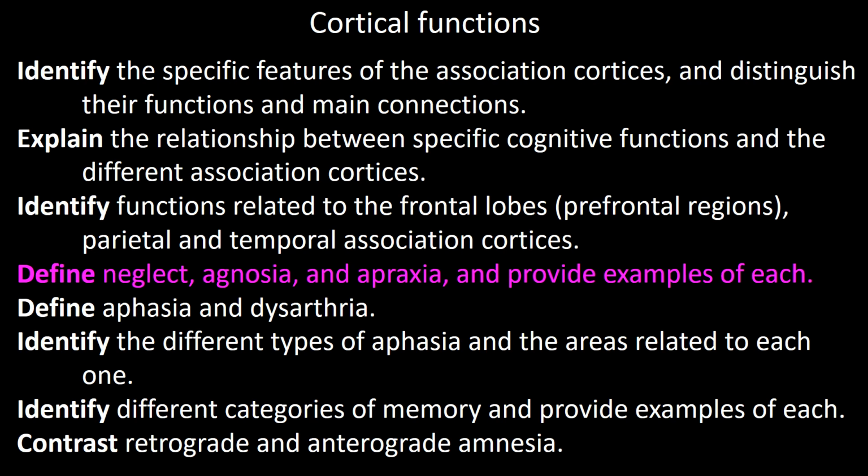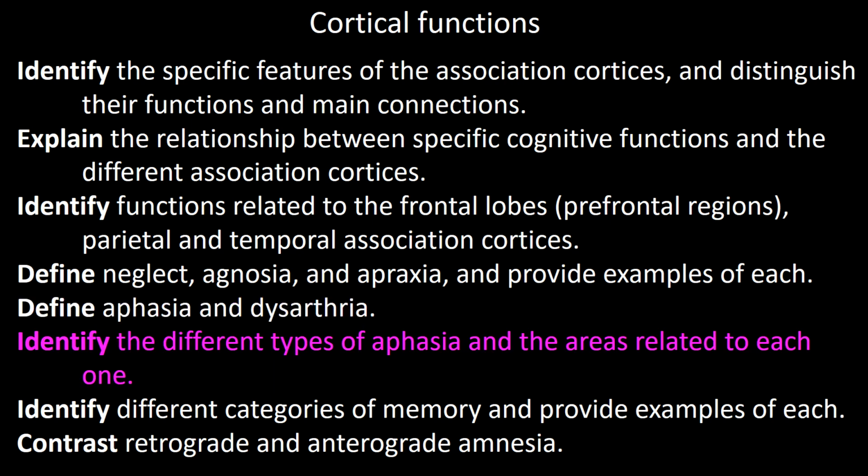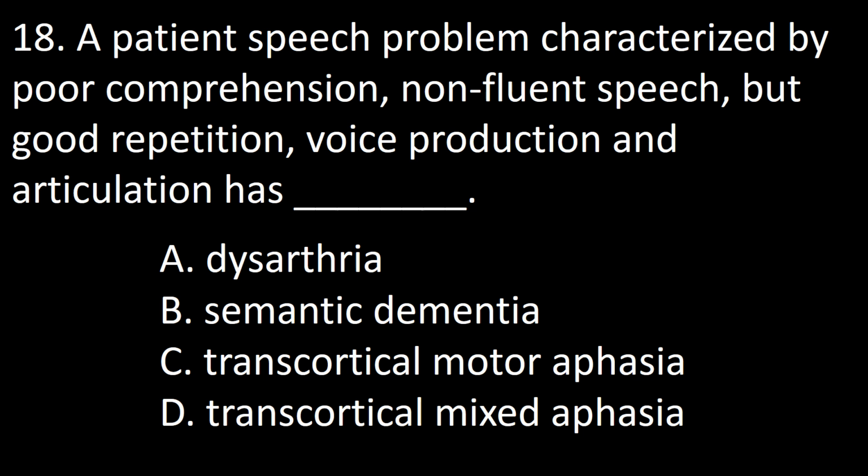Now that we have concluded with this element, we will approach the definition of aphasia and dysarthria and the different types of aphasia. We will do so with a question. A patient's speech problem characterized by poor comprehension, non-fluent speech, but good repetition, voice production, and articulation has A. Dysarthria, B. Semantic dementia, C. Transcortical motor aphasia, D. Transcortical mixed aphasia.